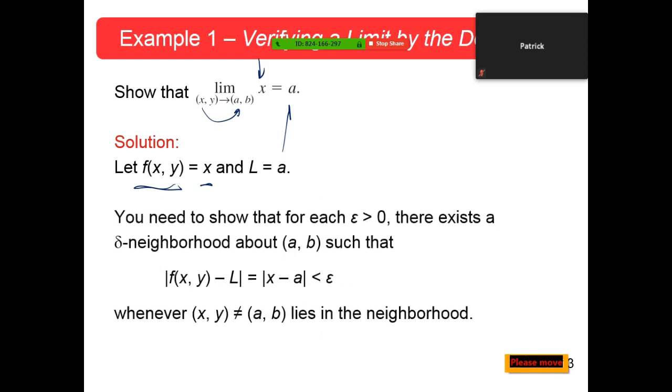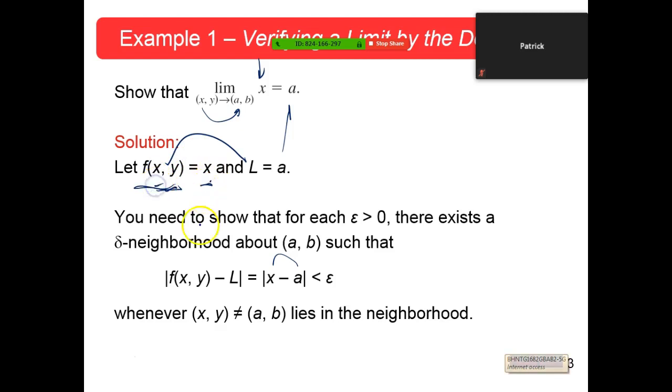What you need to show here is that for any epsilon greater than 0, any epsilon you choose, no matter how tiny, there exists a delta neighborhood around this point (a, b) such that the absolute value of f(x, y) minus L, which is, by the way, x minus a, is within epsilon whenever (x, y) is not equal to (a, b) and lies in that neighborhood. Now, this is what makes it so incredibly simple, almost too simple to think about.